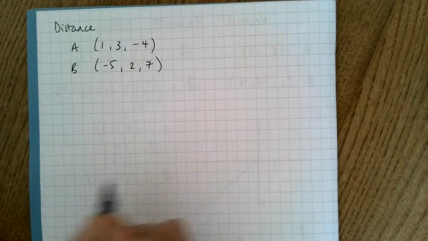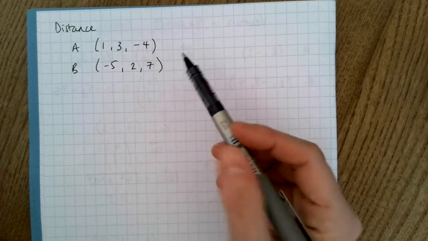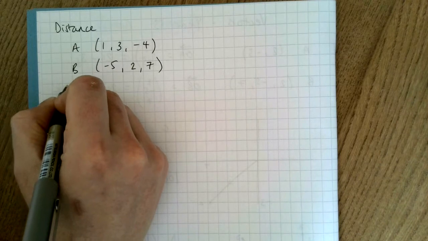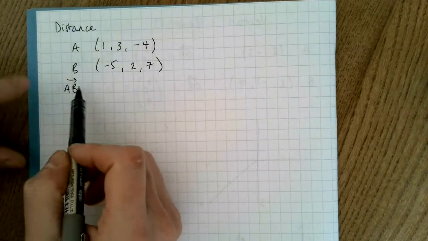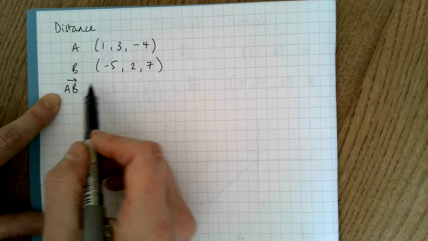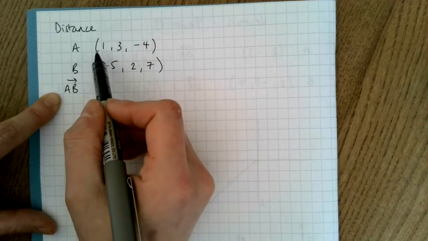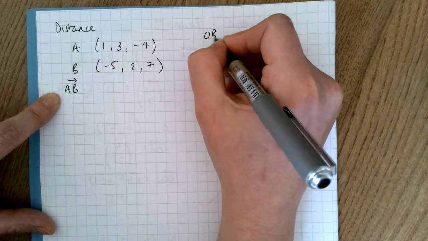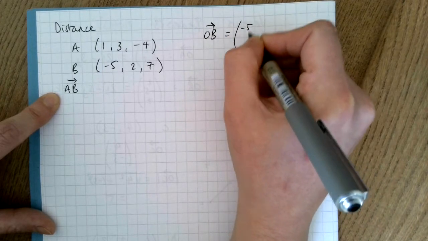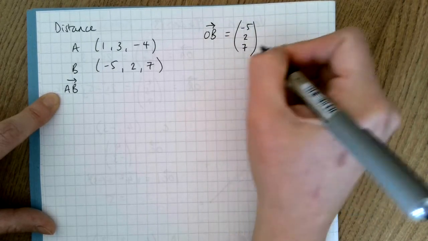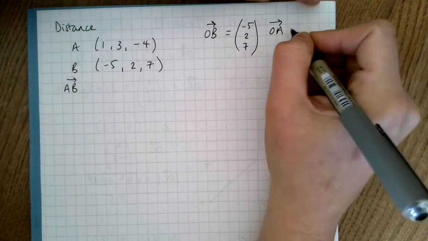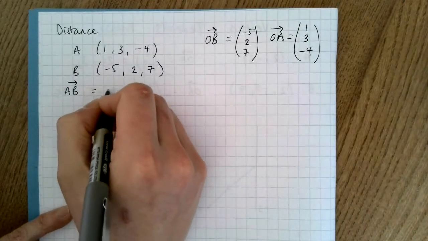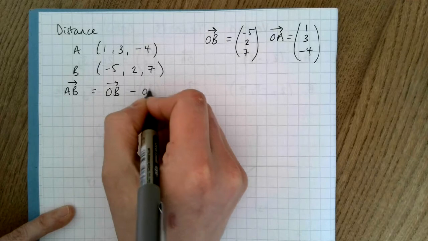So the first thing we'd need to do with these 2 points is figure out what vector gets us from one to the other. If I wanted to find the vector that gets me from A to B, for that I'd have to use the position vector of B and subtract the position vector of A. So the position vector of B, OB, is (-5, 2, 7). And the position vector of A is (1, 3, -4). So for this, I'm going to do OB take away OA.